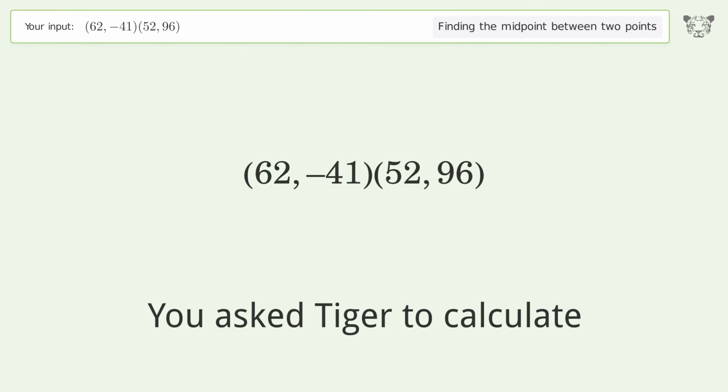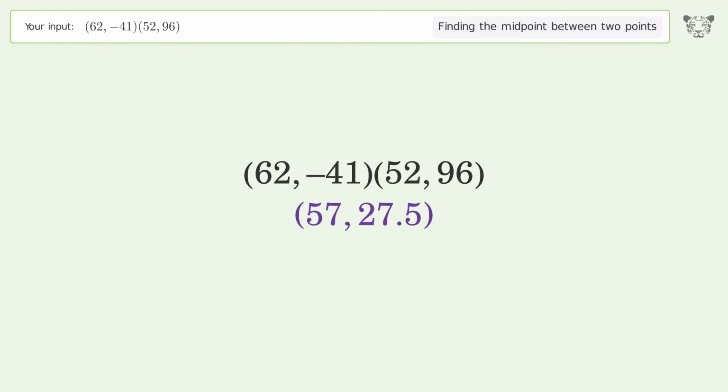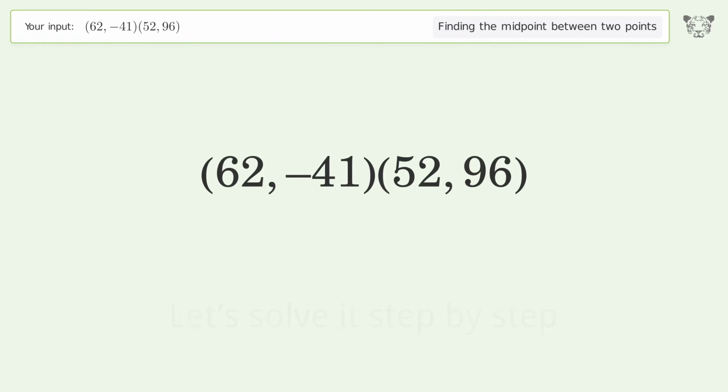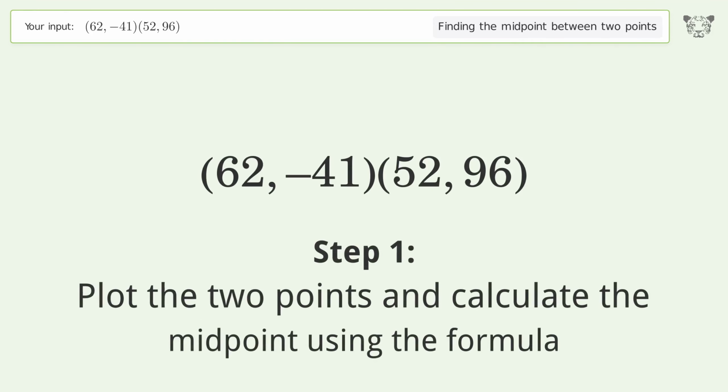You ask Tiger to calculate. This deals with finding the midpoint between 2 points. The midpoint between the 2 points is 57, 27.5. Let's solve it step by step. Plot the 2 points and calculate the midpoint using the formula.